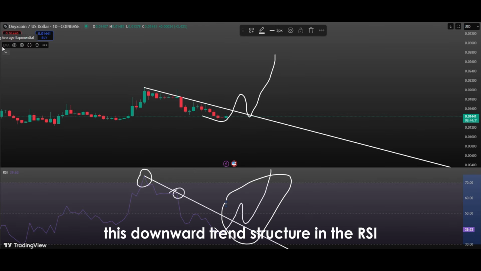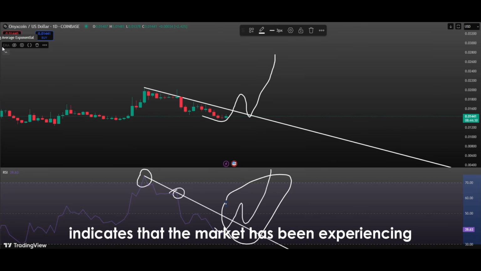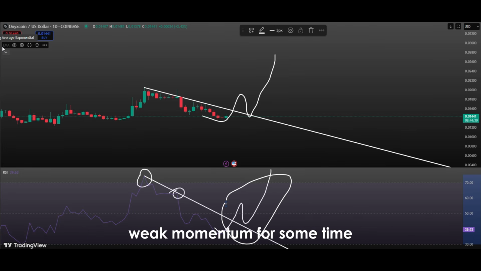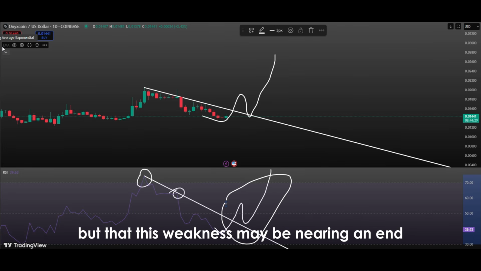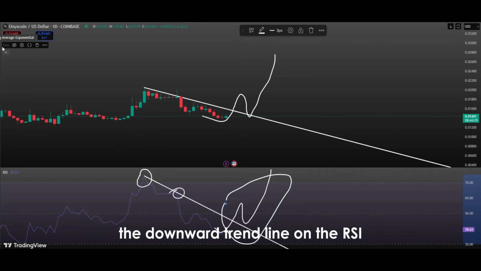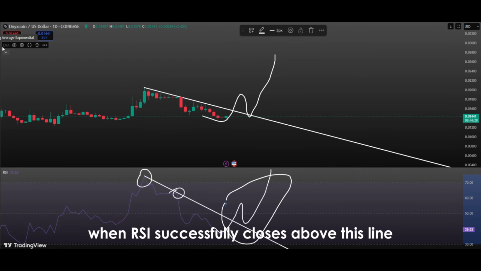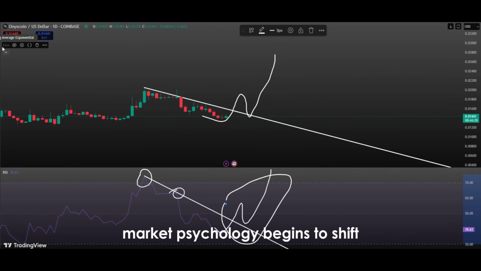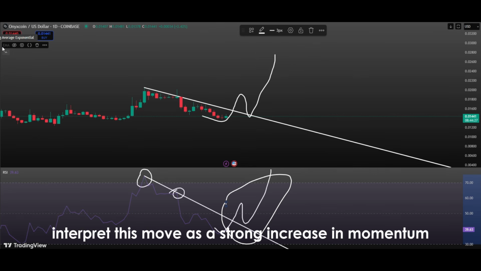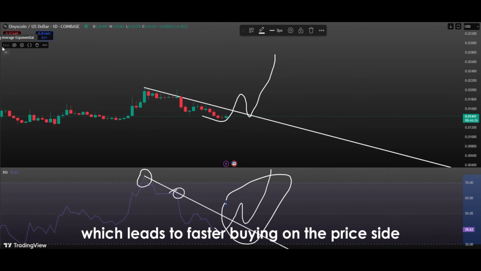This downward trend structure in the RSI generally indicates that the market has been experiencing weak momentum for some time, but that this weakness may be nearing an end. The downward trend line on the RSI serves as a sort of hidden resistance. When RSI successfully closes above this line, market psychology begins to shift.